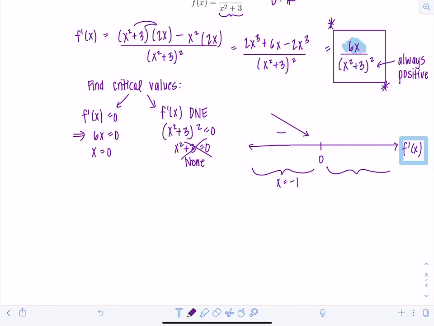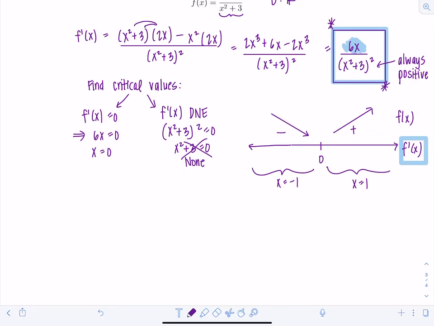Very good. Now let's plug in something on the other side of 0. Anything from 0 to infinity would do. How about x equals 1? So going back to the derivative here, if I plug in 1 into the numerator, that's going to be +6. The denominator is always positive, so this is going to give me a positive number, which means my function is increasing. So this describes the behavior of f of x.